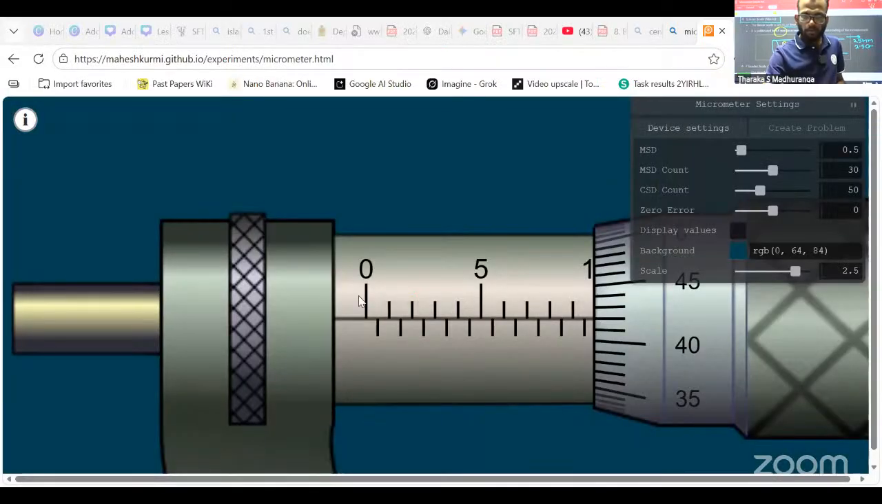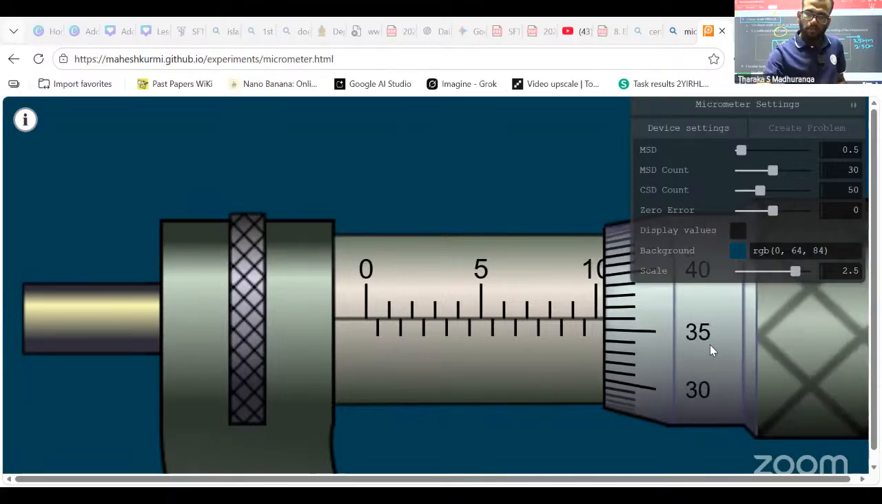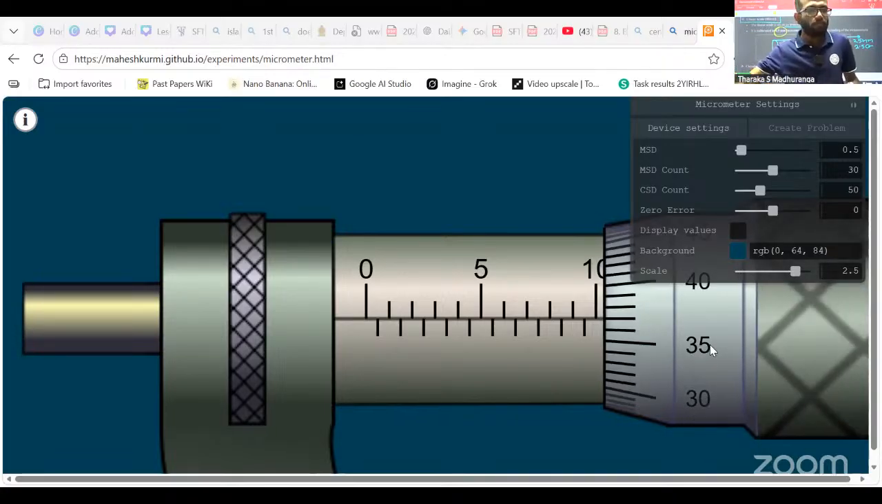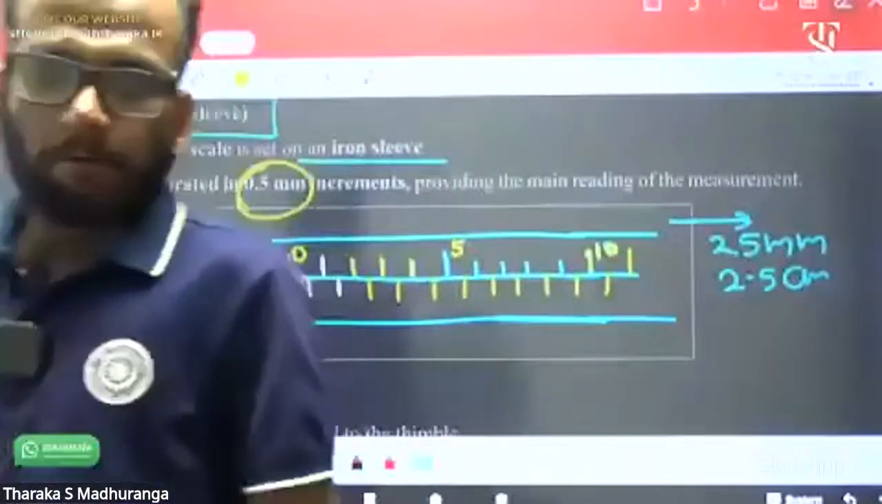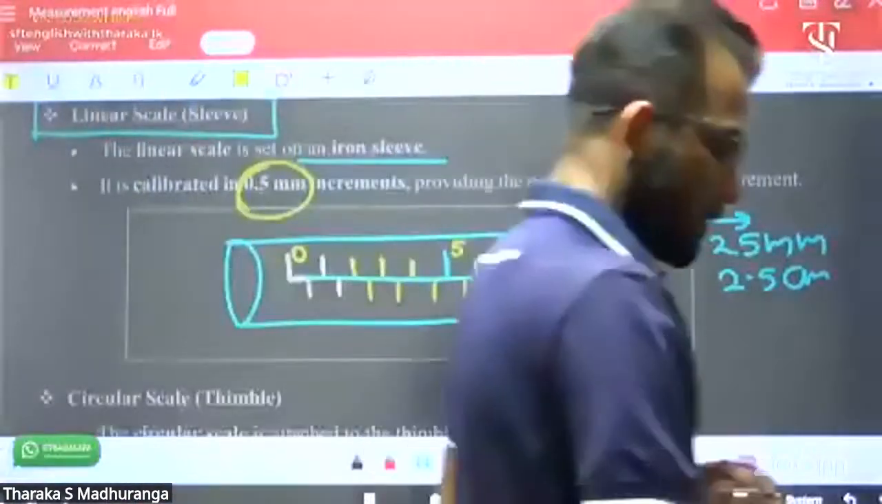0, 0.5, 1, 1.5, 2, 2.5, 3, 3.5, 4, 4.5, 5, 5.5, 6, 6.5, 7, 7.5, 8, 8.5, 9, 9.5, 10. Then it is 10.5, 11, continue up to 25 millimeters. Remember, the linear scale maximum value is 25 millimeters. Done? Please draw this.